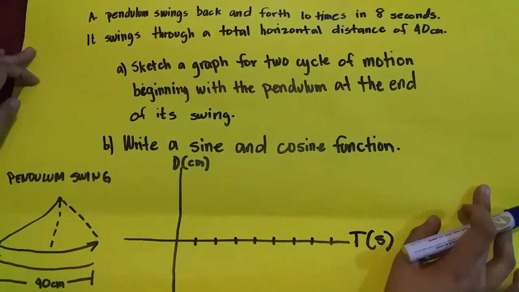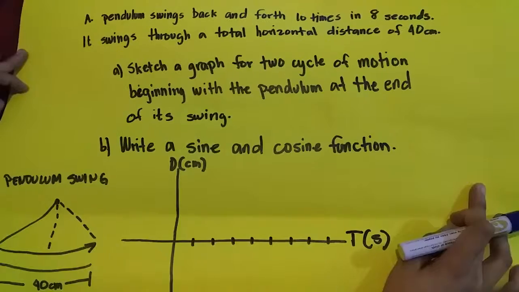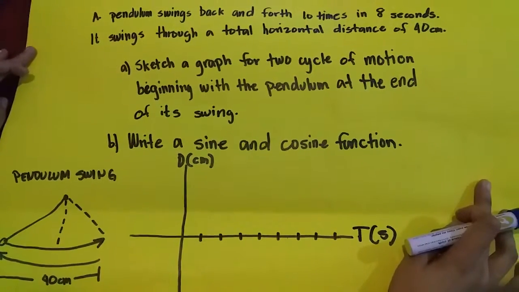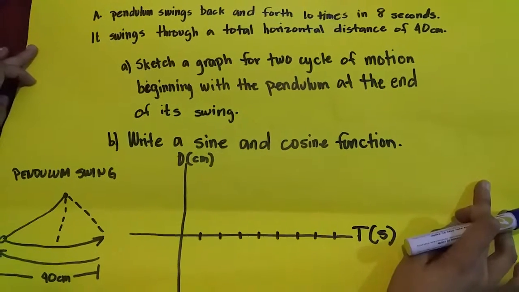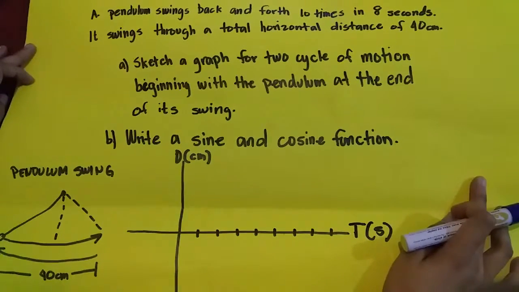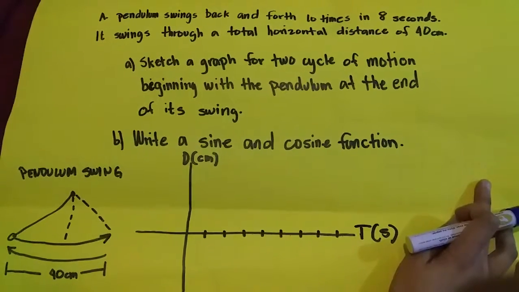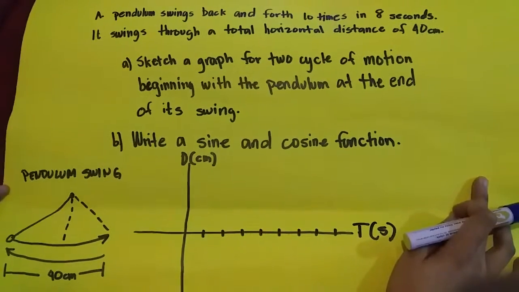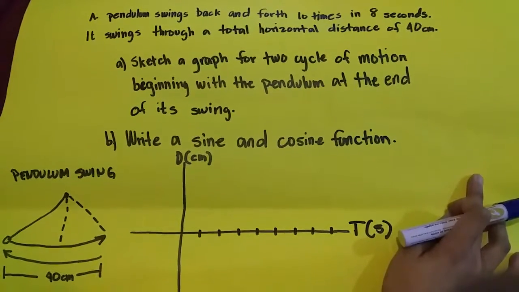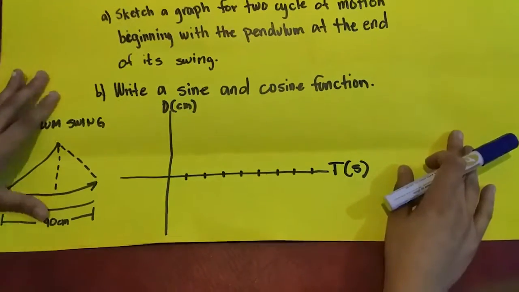We have a problem: a pendulum swings back and forth 10 times in 8 seconds. It swings through a total horizontal distance of 40 cm. We will sketch a graph for 2 cycles of motion beginning with the pendulum at the end of its swing, and we will write a sine and cosine function. We have a pendulum diagram of a swing. It goes back and forth with a distance of 40 cm. Now let's have our sketch.